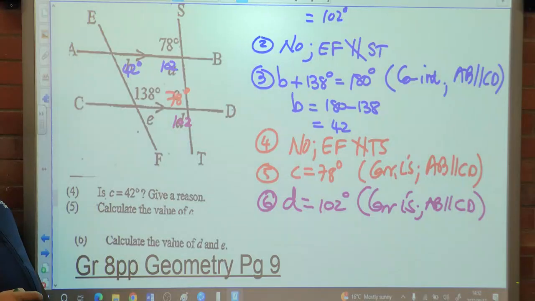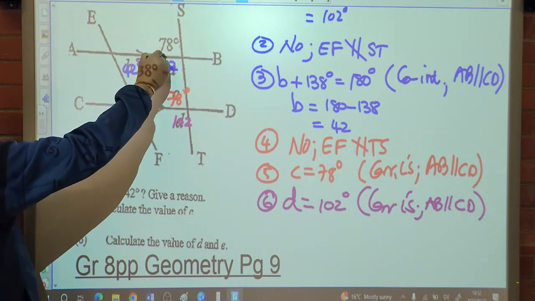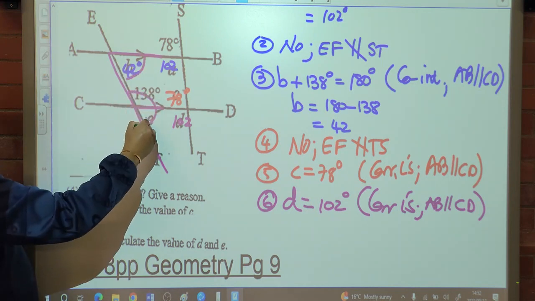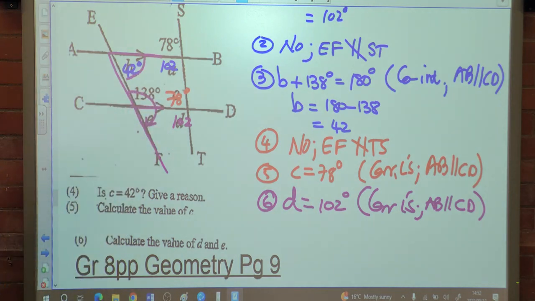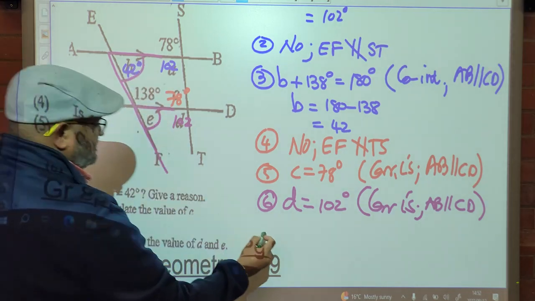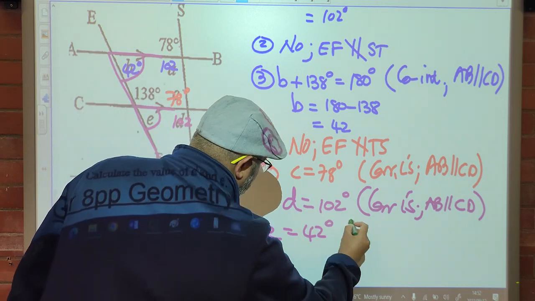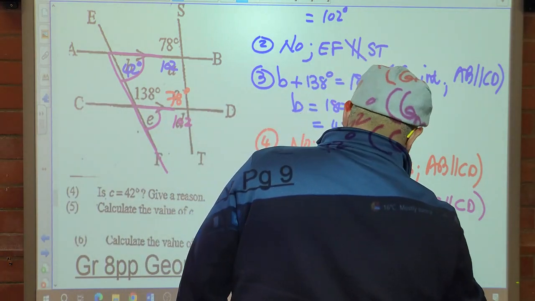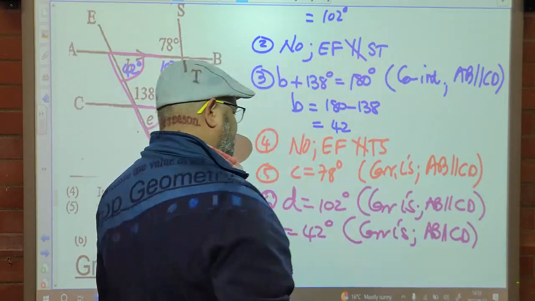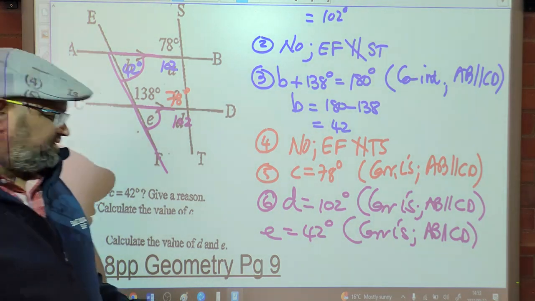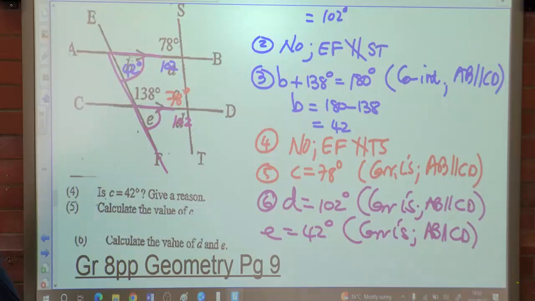And E, 42. Why? Corresponding angles again. Or I could have gone with angles on a straight line. Okay, so it's 42 degrees. So E is equal to 42 degrees. Corresponding angles with AB being parallel to CD. Is there any confusion there? None. Okay.